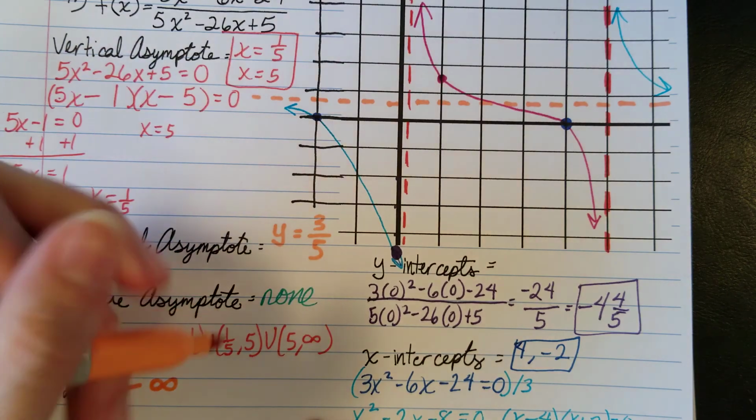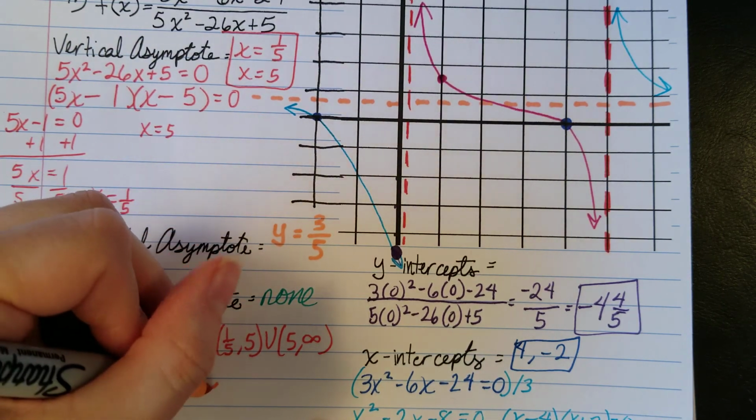Because of that middle piece. It's not skipping over the horizontal asymptote this time.